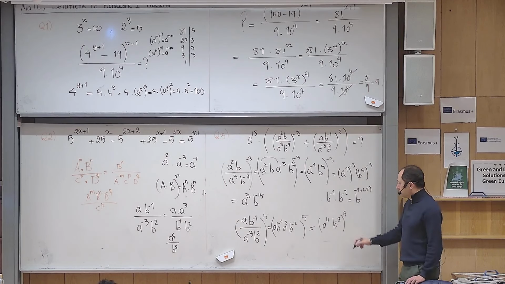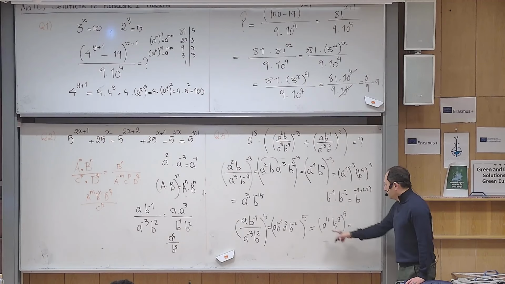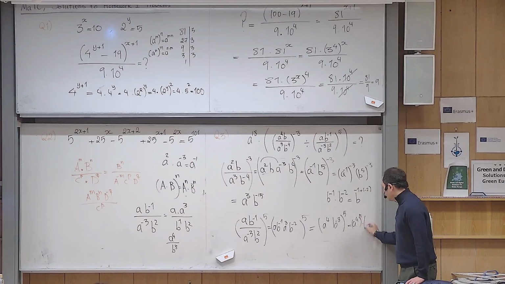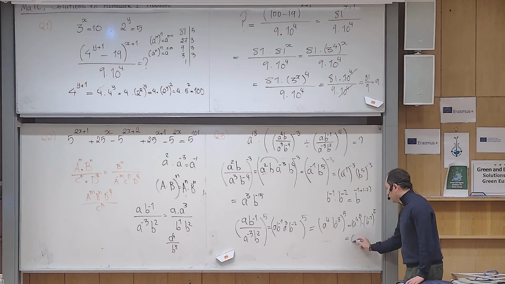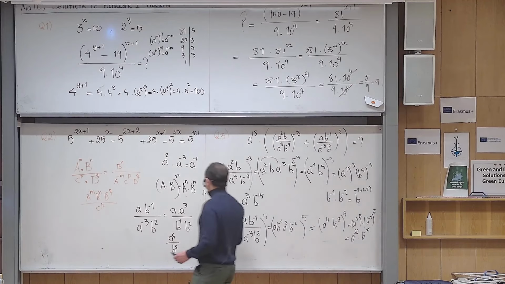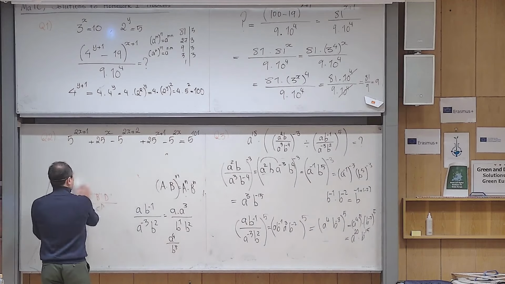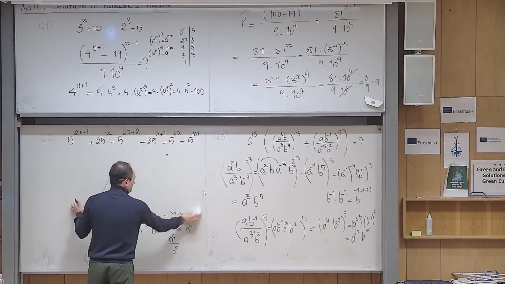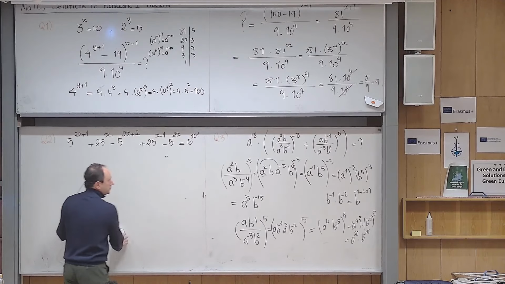So what can I write now? A to power 4 to power 5 multiplied by b to power minus 3 to power 5. But this is simpler. What can I write? A to power 20 multiplied by b to power minus 15. Yes? Okay, so we are getting very close now. Just 2 more minutes, we are done.